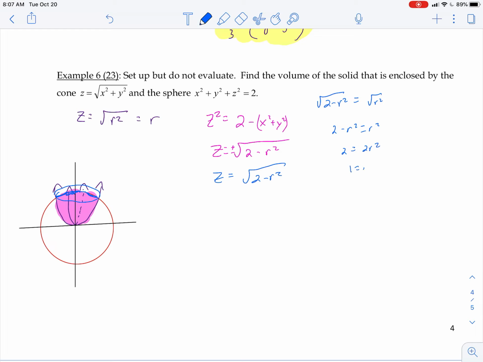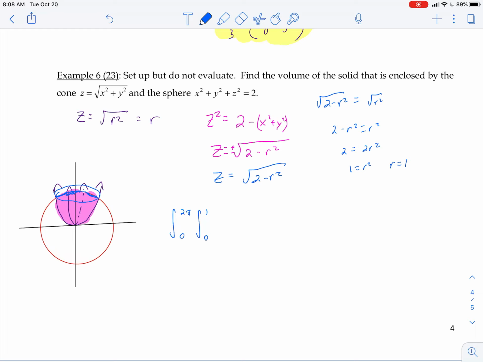square both sides, get rid of the square roots, so we get 2 minus r squared equals r squared. Bring the r squared over, so we get 2 is equal to 2r squared. Divide both sides by 2, we get 1 equals r squared, so r equals plus or minus 1. Radius is always positive, so r equals 1. So that gives us the radius of where they intersect.